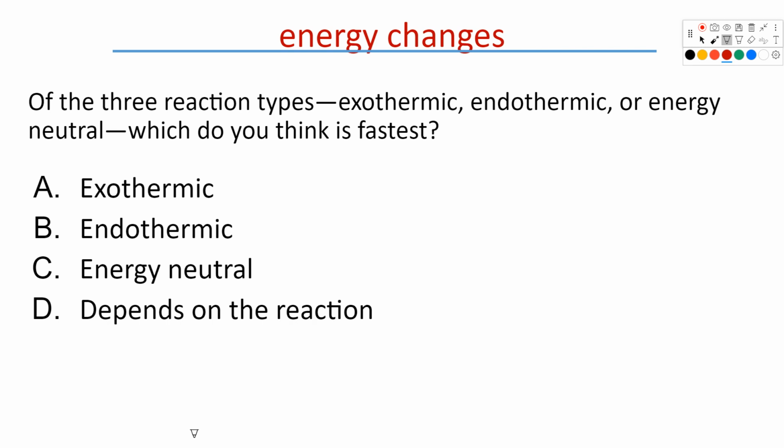Okay, so of the three reaction types, exothermic, endothermic, or energy neutral, which do you think is fastest? Talk at your table. Go.